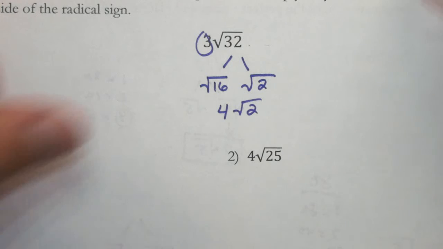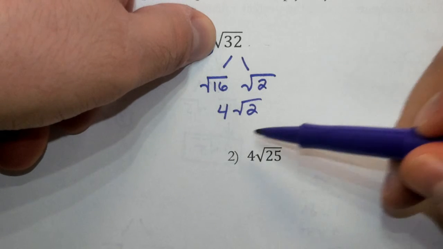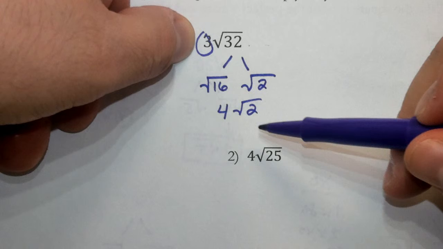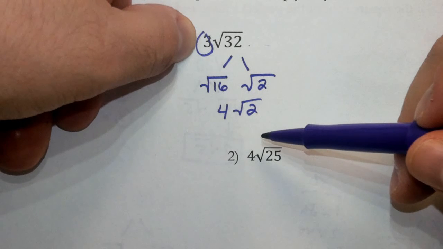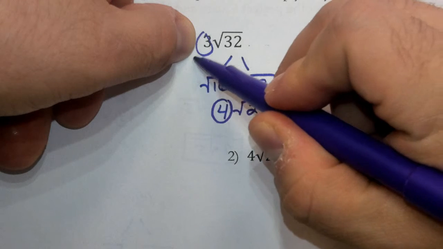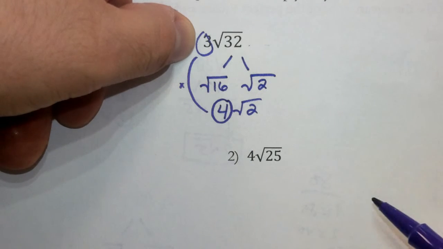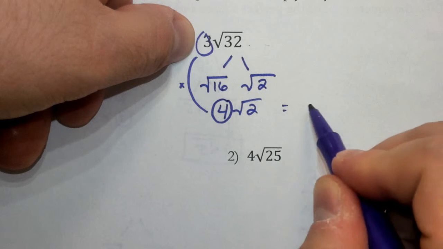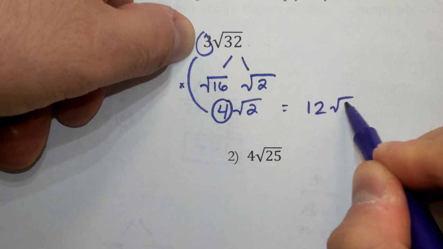Now normally, if this is what you had as a problem, this would be your answer, but to begin with we had this 3 on the outside, so all we're going to do is take the other number on the outside that we have now, and multiply them. So this will actually be, as a final answer, 12 radical 2.